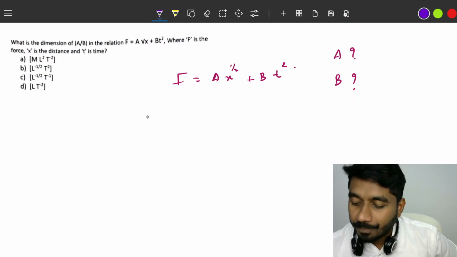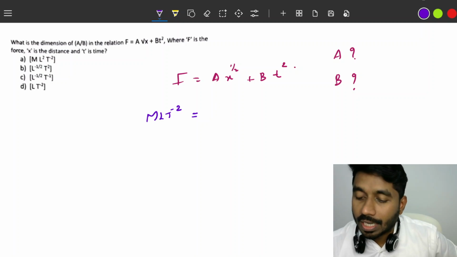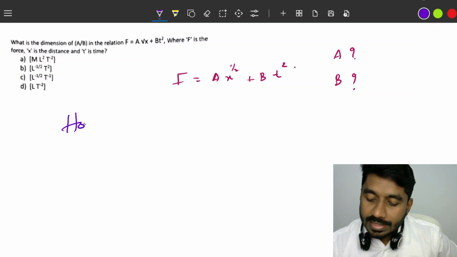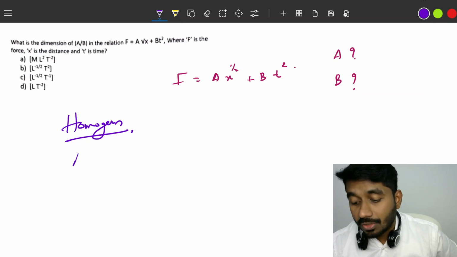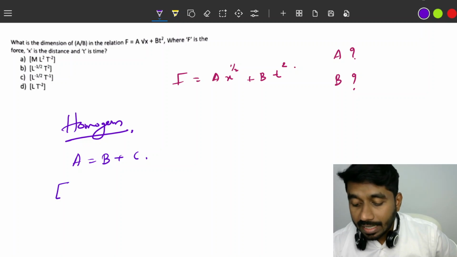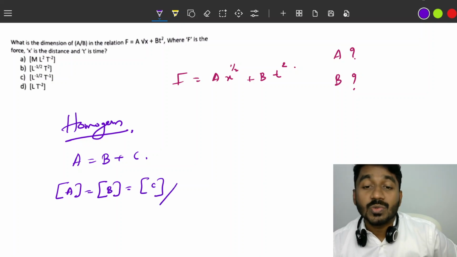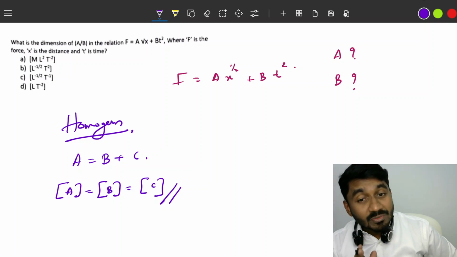So let's write ml t raised to minus 2 equals... before that, you need to study what the homogeneity principle of dimensional analysis is. If there is an equation A equals B plus C, the dimension of A will be equal to the dimension of B, which will be equal to the dimension of C. This is the homogeneity principle.